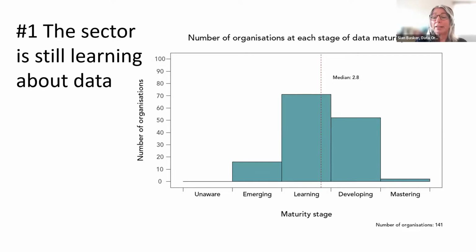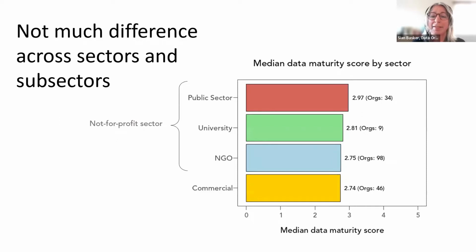A lot have progressed into the developing stage, so around 37% are in that stage. And a couple are just squeezing into the mastering stage as well. So that shows there's a real range across the not-for-profit sector. And just because people ask me about this a lot, is it different for different sectors? The answer is no, not really, not from the data that we have. Everyone is learning, all of those sectors and subsectors are in the learning stage.